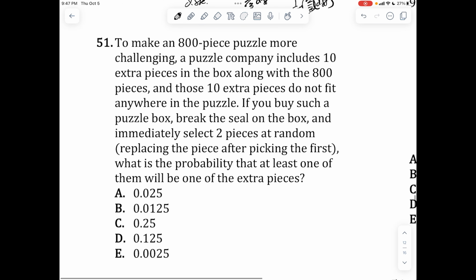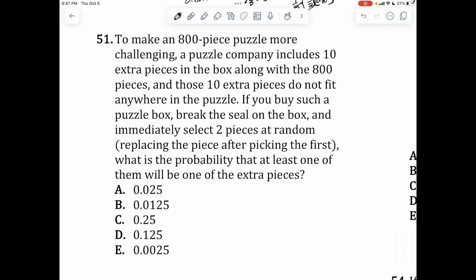To make an 800-piece puzzle more challenging, a puzzle company includes 10 extra pieces in the box along with the 800 pieces, and those 10 extra pieces do not fit anywhere. If you buy such a box puzzle and break the seal and immediately select 2 pieces at random, replacing the piece after picking the first, what is the probability that at least one of them will be one of the extra pieces? So the probability of anything is going to be the number of desired outcomes divided by the number of total. So what's the number of desired outcomes?